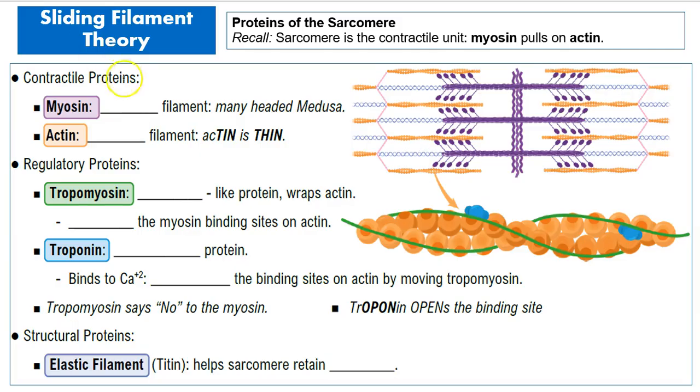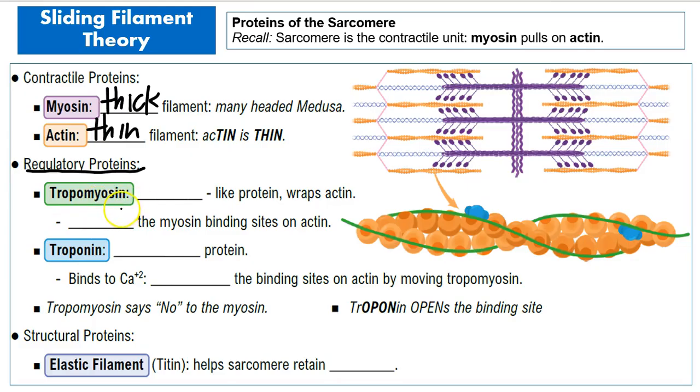Well, first, let's look at our contractile proteins. We know that the myosin is a thick filament. The actin is a thin filament. Again, you can say many-headed medusa, or you can say actin is thin. But we need to be able to regulate when that myosin is going to pull on the actin. And we have to use regulatory proteins for that. There are going to be two proteins that help with the regulation of this, okay? Tropomyosin, troponin.